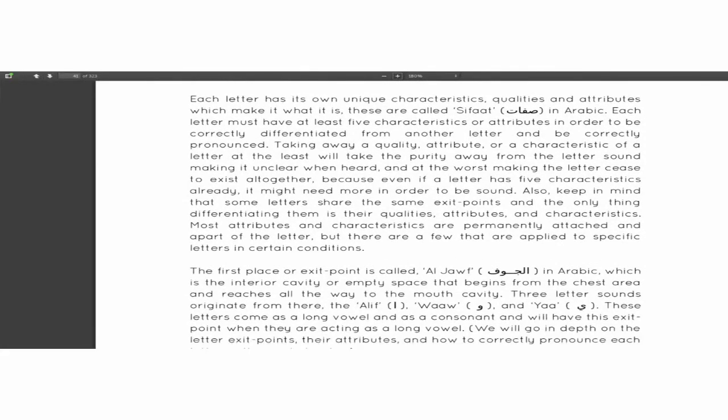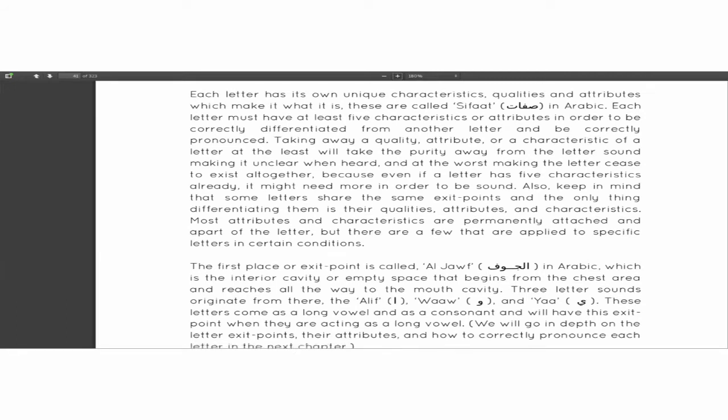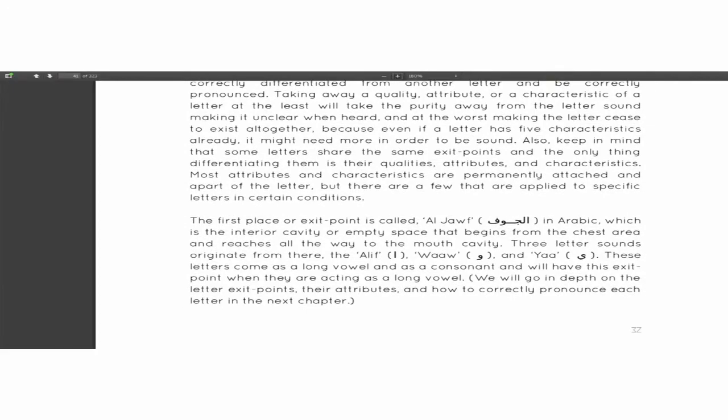Also, keep in mind that some letters share the same exit points, and the only thing differentiating them is their qualities, attributes, and characteristics. Most attributes and characteristics are permanently attached and a part of the letter, but there are a few that are applied to specific letters in certain conditions.